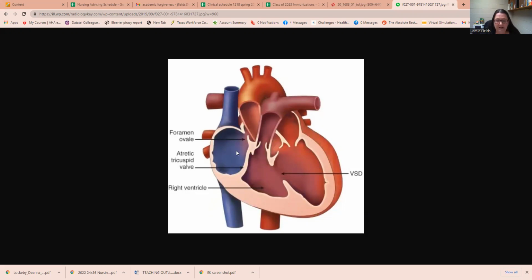Okay. It's also often associated with pulmonary stenosis and transposition of the great vessels, which we'll talk about in the next section. So deoxygenated blood from the right atrium mixes with oxygenated blood in the left side of the heart. And then if they also have this pulmonary obstruction, that makes it even harder to get pulmonary blood flow.